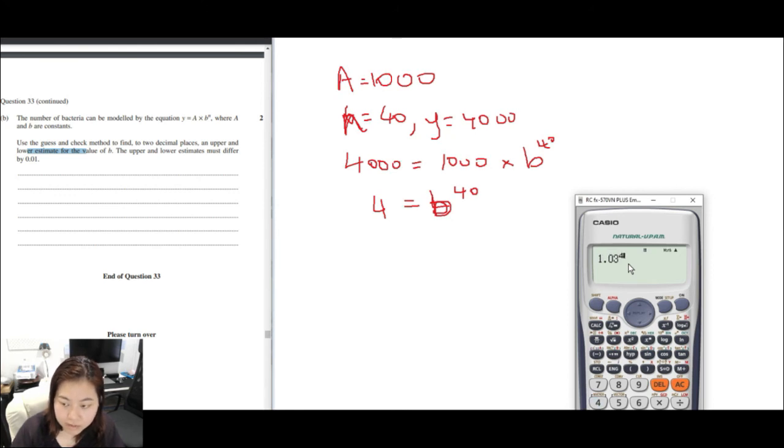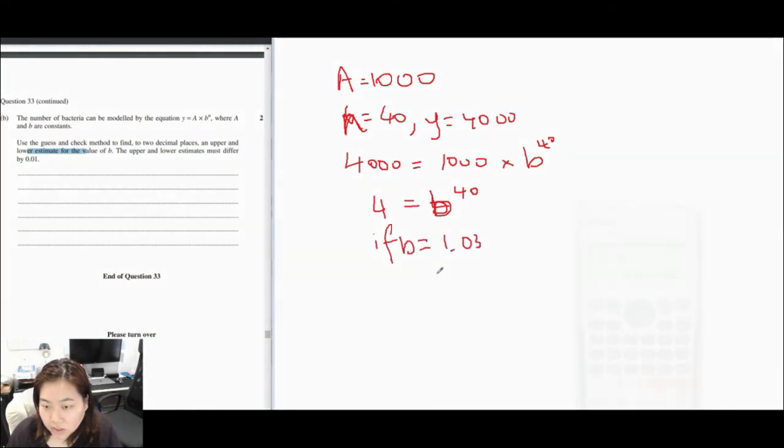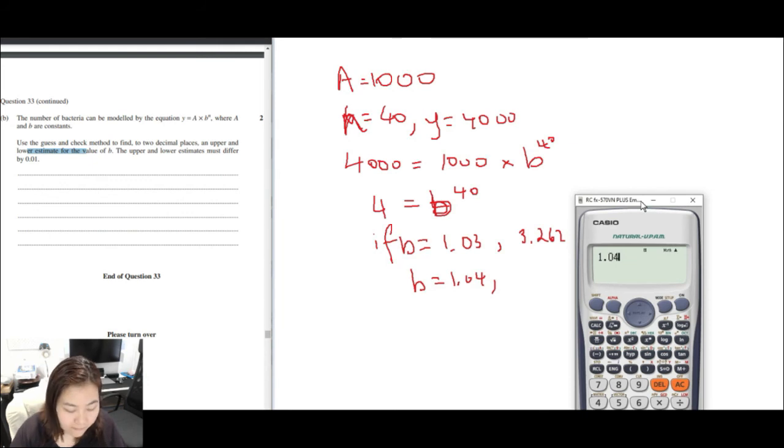1.03 to the power of 40. Almost. Cool. Okay, so we can say if b is equal to 1.03, that gives 3.262. If b is equal to 1.04 to the power of 40, that gives 4.8.